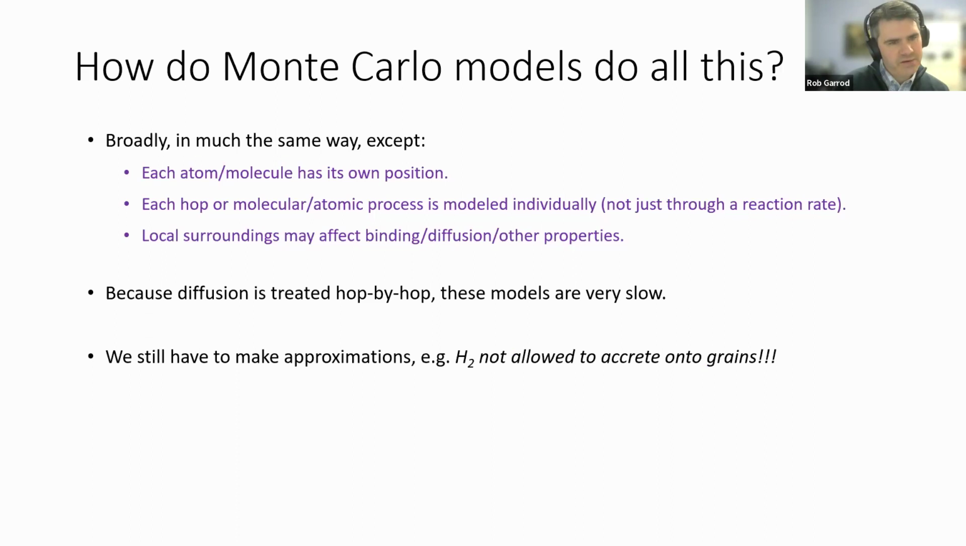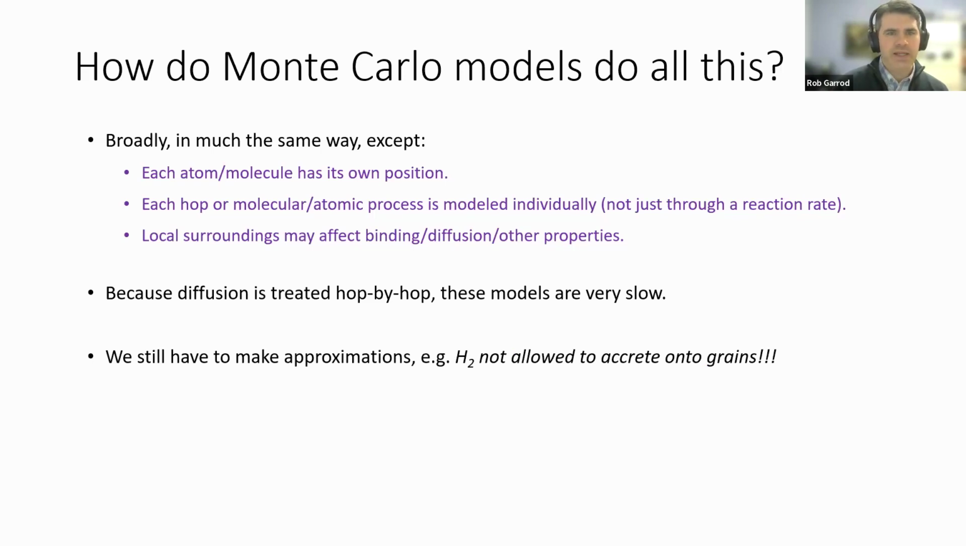Okay, we still have inconsistencies or difficulties in Monte Carlo models. For example, we have to make a big approximation about H2 when we're talking about kinetic Monte Carlo. We don't allow it to accrete onto the grains. That's the typical way we do that.